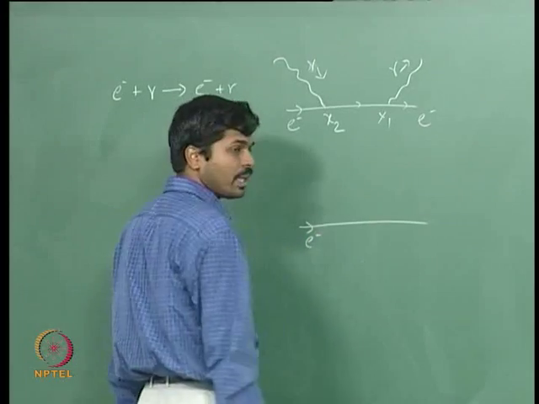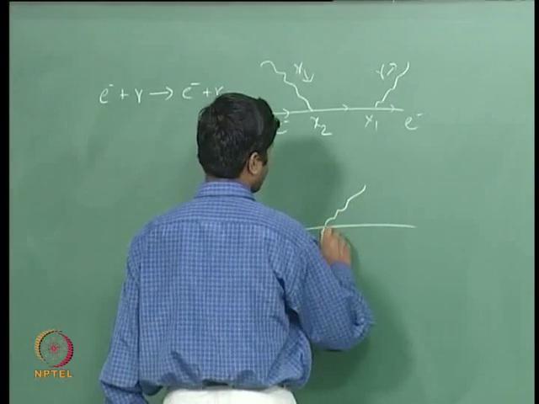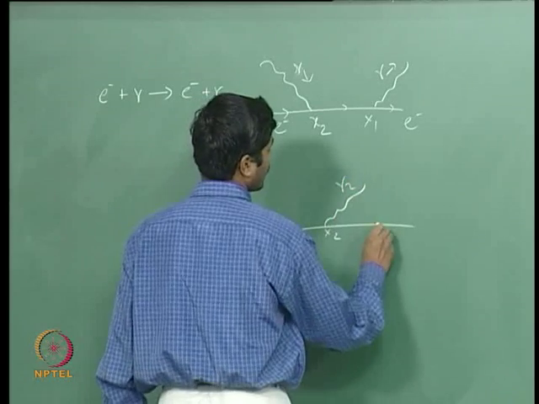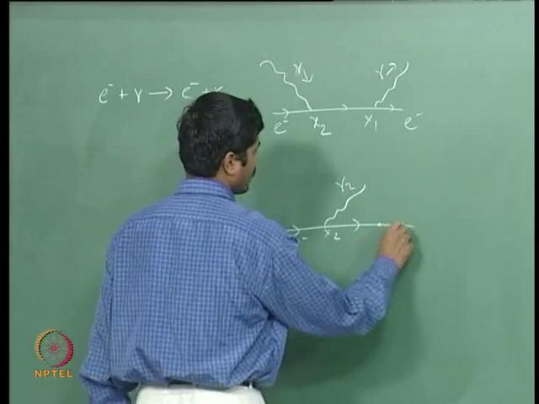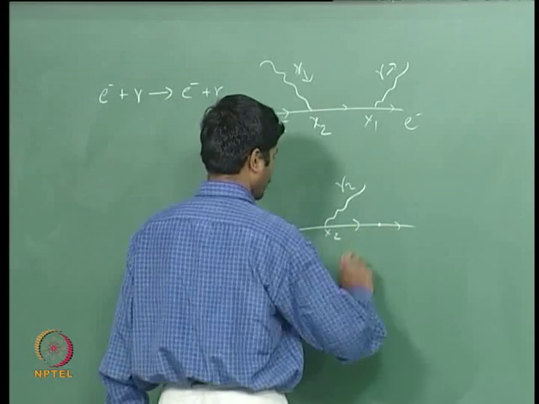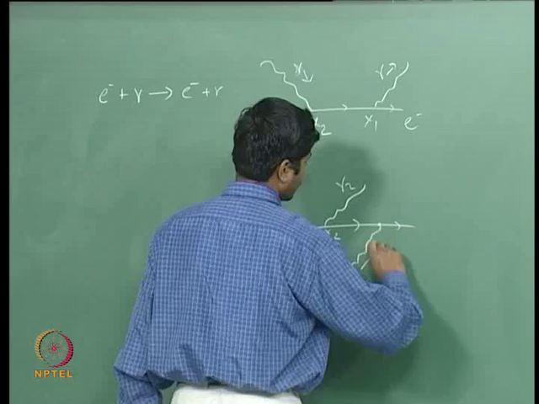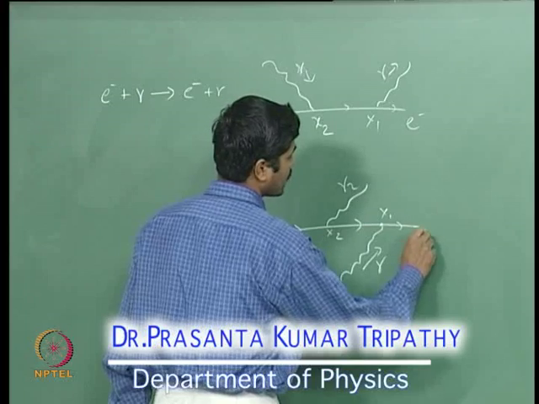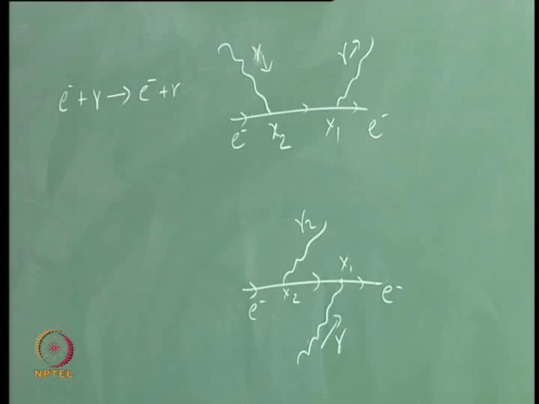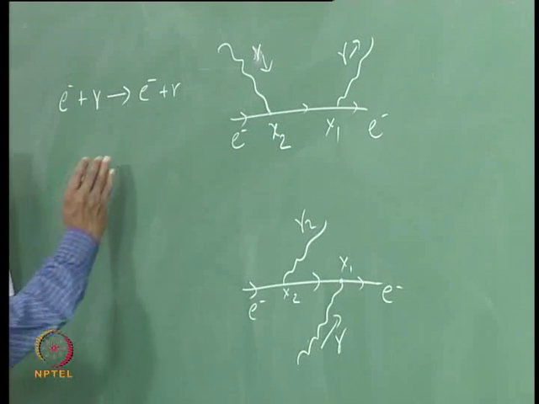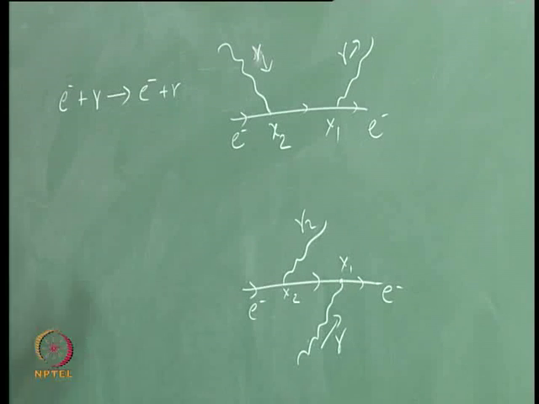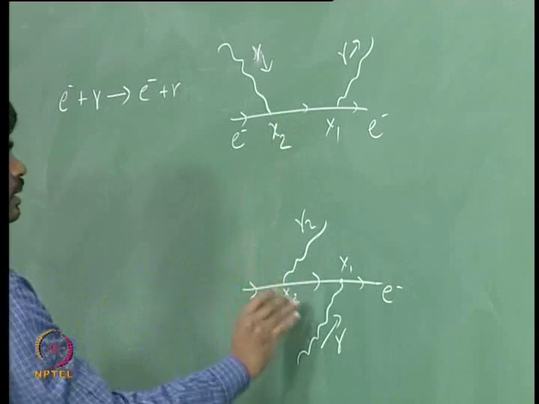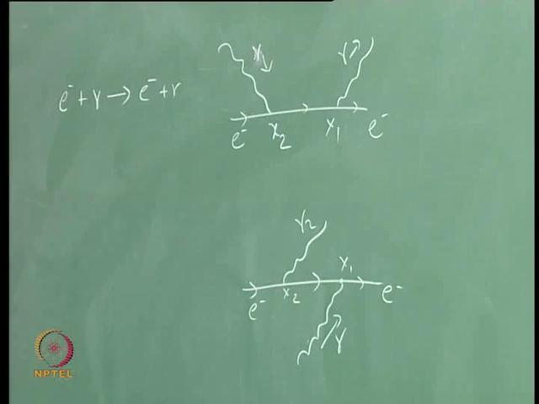or you can also have an electron e minus which emits a photon at x2, and there is a fermion propagator between x1 and x2, and the incoming photon is absorbed at this space time point x1. Finally, there is an outgoing electron. So, these are the two possibilities, and correspondingly there are two terms in the S matrix which give a non-zero contribution for this physical process, and these are the two Feynman diagrams for the two terms in the S matrix.